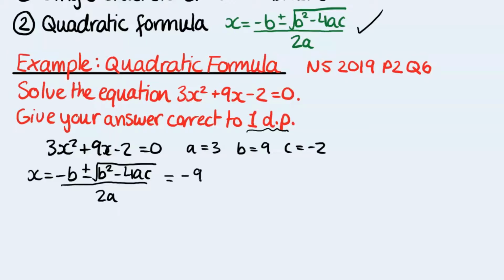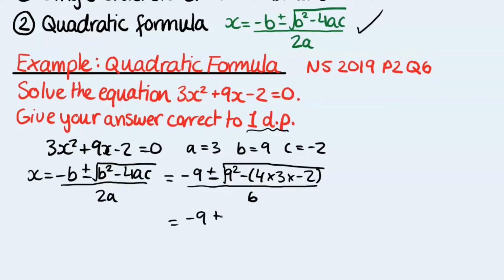We have minus 9 plus or minus, so we have 9 squared minus 4 times 3 times minus 2, that's under a square root, and then 2 times 3, that will give us 6, alright? So let's just keep going. So we have minus 9 plus or minus, so we have 81, so it'll be minus 4 times 3 times minus 2, so that will give us 12 times minus 2, so that will give us minus 24.